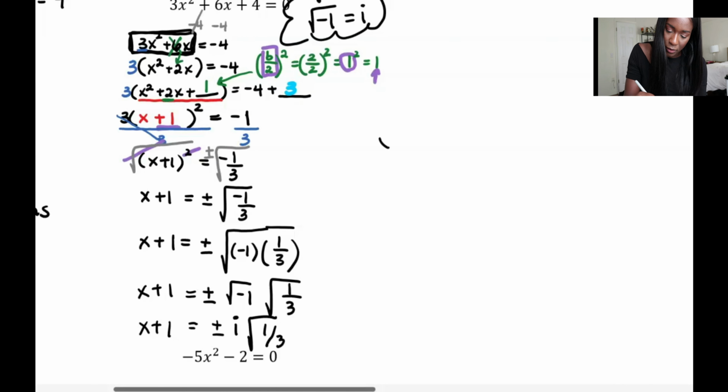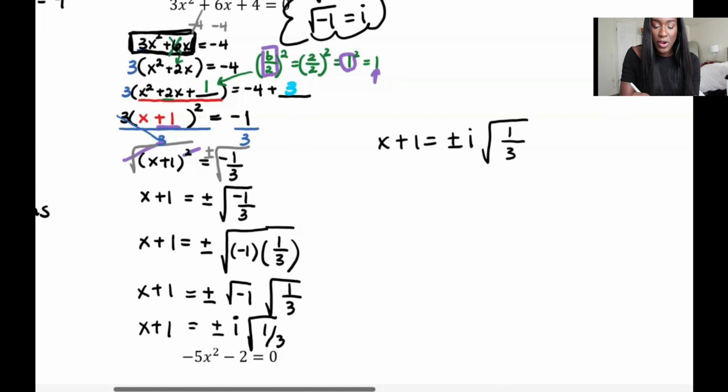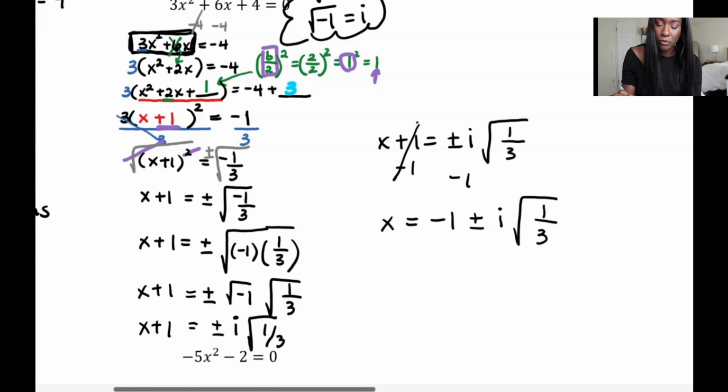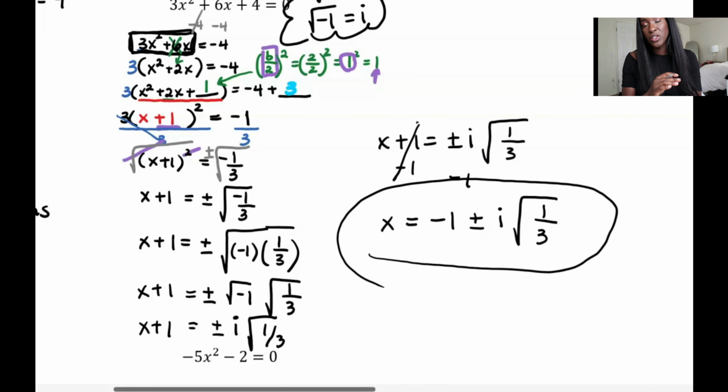Okay, I'm just going to rewrite the equation up here so we can have some more space to finish solving it. I'm going to subtract 1 from both sides, minus 1, so that I can get rid of that plus 1 and solve for x. To get x is equal to negative 1 plus or minus i multiplied by the square root of 1/3. There's again two solutions. There's a solution with the plus and there's a solution with the minus.